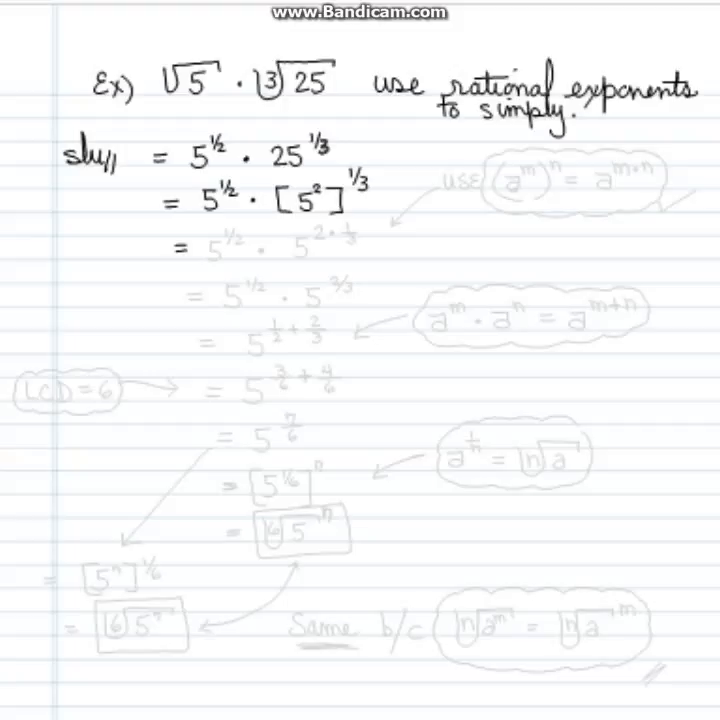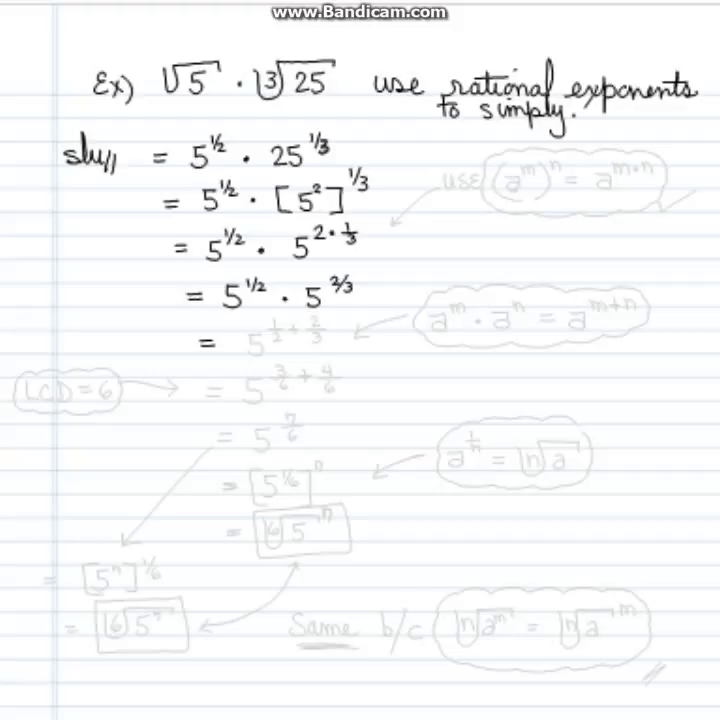So if I bring down 5 to the 1/2 power times, this guy has 5 to the 2nd raised to the 1/3. The rules of exponents say that's 5 to the 2 times 1/3. It says if you have a power raised to a power, you multiply them together. So this is 5 to the 1/2 power times 5 to the top times top over bottom times bottom, 2 times 1 over 1 times 3. Great. Now I'm multiplying the same base.